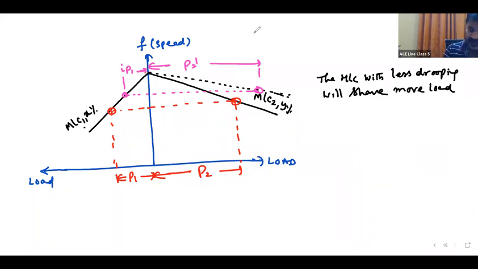Like that, if there is no drooping, can you tell me what is going to happen, dear students? If there is no drooping, machine 2 alone will share the entire load. It will not give any choice for machine 1. Then machine 2 taking more load means it is going to be overloaded, and that machine will become unstable first. That's the reason both should have drooping characteristics.